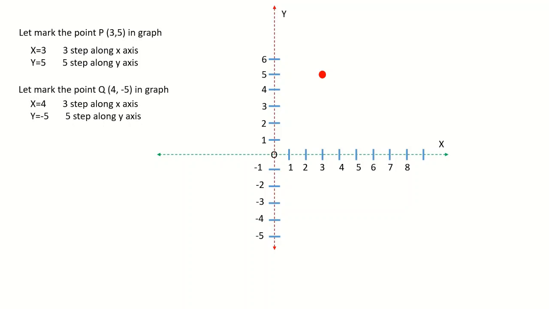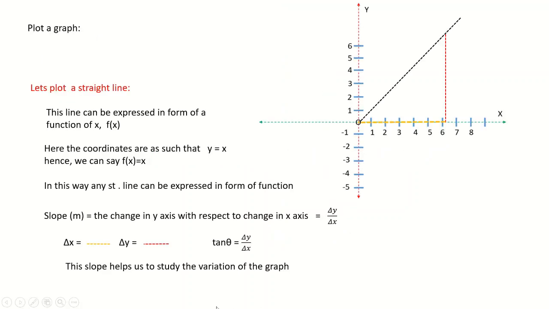Now it will be starting from the y-axis first, that is minus 5 step on the y-axis and 4 step on the x-axis, and thus we obtain two coordinates that are P and Q, and we join the two coordinates. So we begin with plot of a graph, and here we have plotted on screen the most simplest form of graph, that is the graph of a straight line.